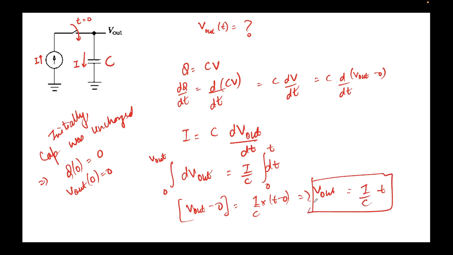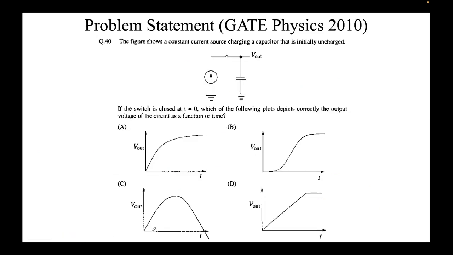Now what I'll do is that we have obtained V out is nothing but I by C times t. I is a constant because it's a constant current source. C is a constant, we have assumed. So this is coming out to be Y equal to mx. This should be the expression, and we have to simply plot this expression.